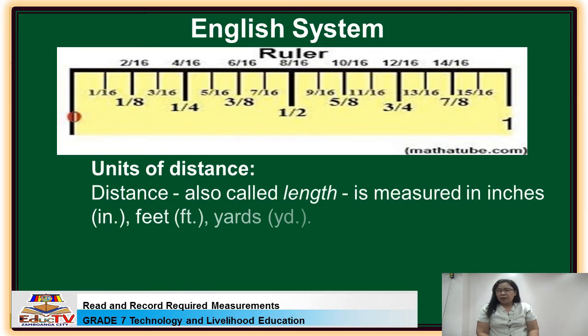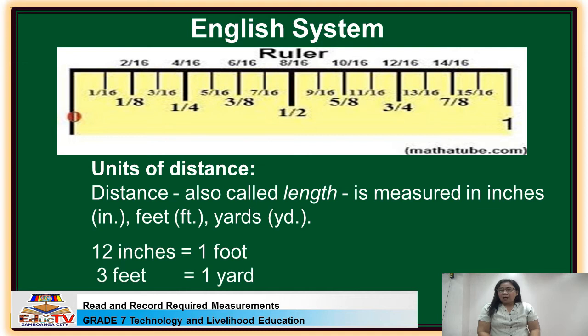English system: the units of distance, also called length, are measured in inches, feet, and yards. 12 inches is equivalent to 1 foot, and 3 feet is equivalent to 1 yard.